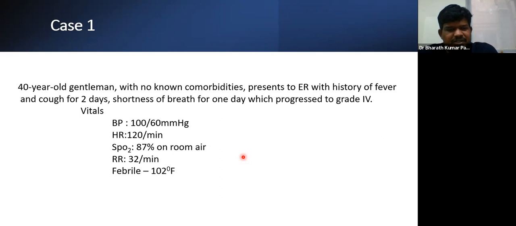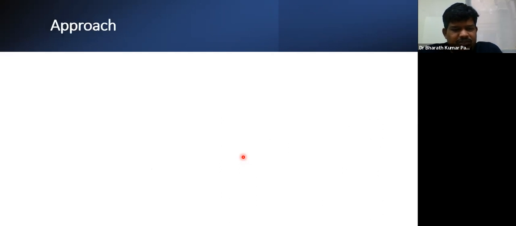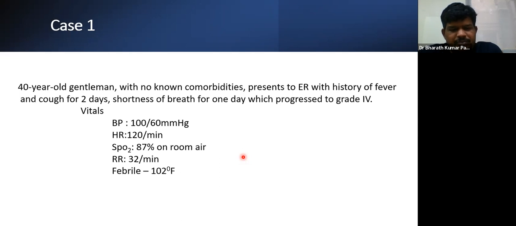Coming to the vitals of the patient, his blood pressure recording is 100 over 60 millimeters of mercury, heart rate of 120 per minute, and SpO2 is 87% on room air, respiratory rate of 32 per minute, and he is febrile at the time of evaluation in ER with a temperature of 102 degrees Fahrenheit.